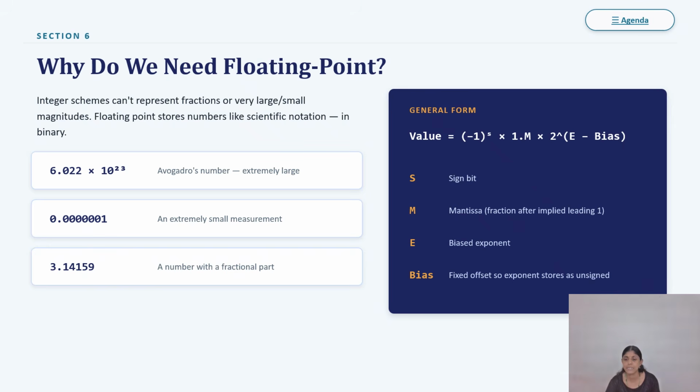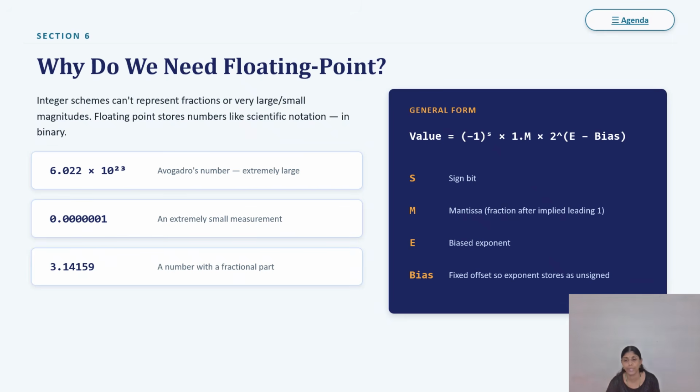Next, check this blue box. In the blue box, I have given you the general form of floating point. Value is equal to (-1)^s times 1.m times 2^(e minus bias). So minus 1 is a numerical value, leave that. Yet s represents the sign bit. What is a sign bit? 0 as well as 1, which is your MSB. Remember? If it is a 0, that is a positive value; 1 is a negative value.